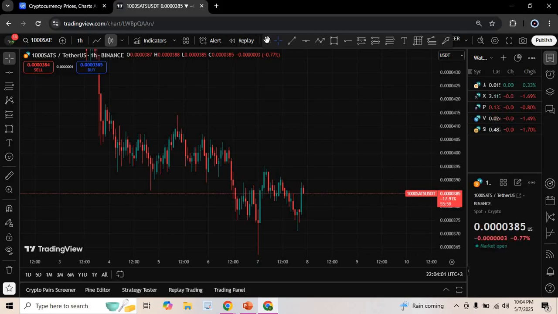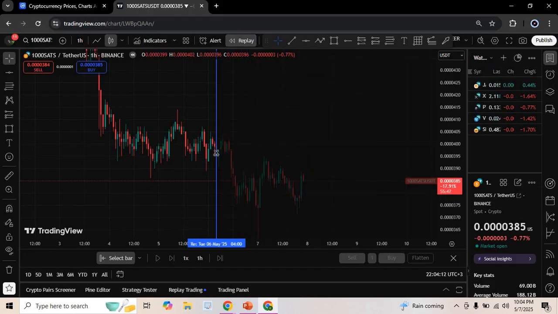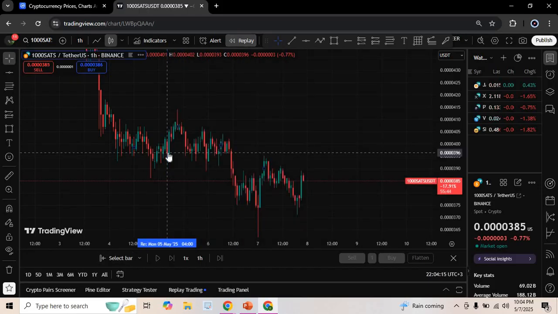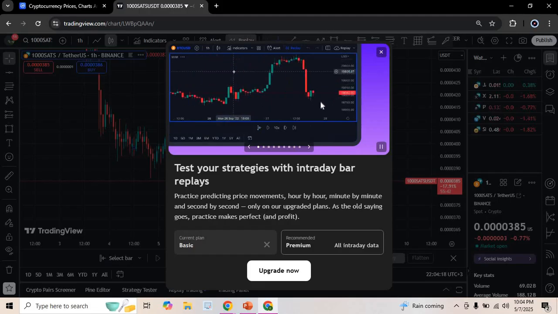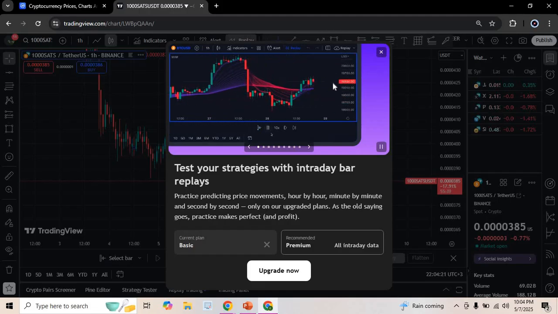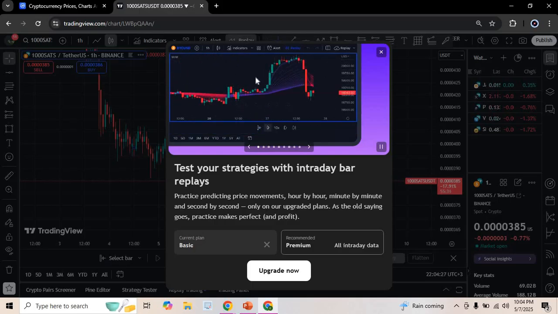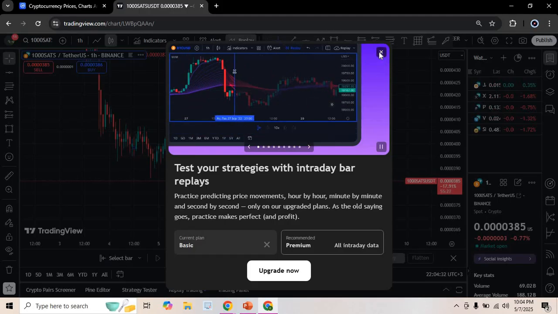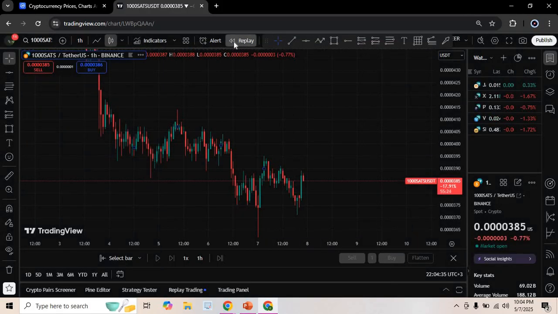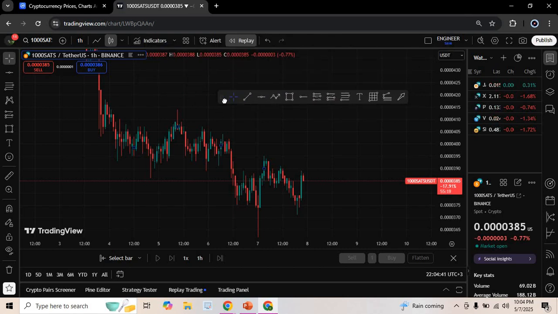Next to that, we have what we call the replay button. It helps you go back to the history of your charts and know how your trades would have performed if you took them. You click on that, then come here and press that, but it's on the premium version. If you can see this demo, it can help you go back the way that person has done. Then you can press play and see how the chart would have performed. So that's basically all about the replay button. I want us to ignore this part, we'll come back to it.